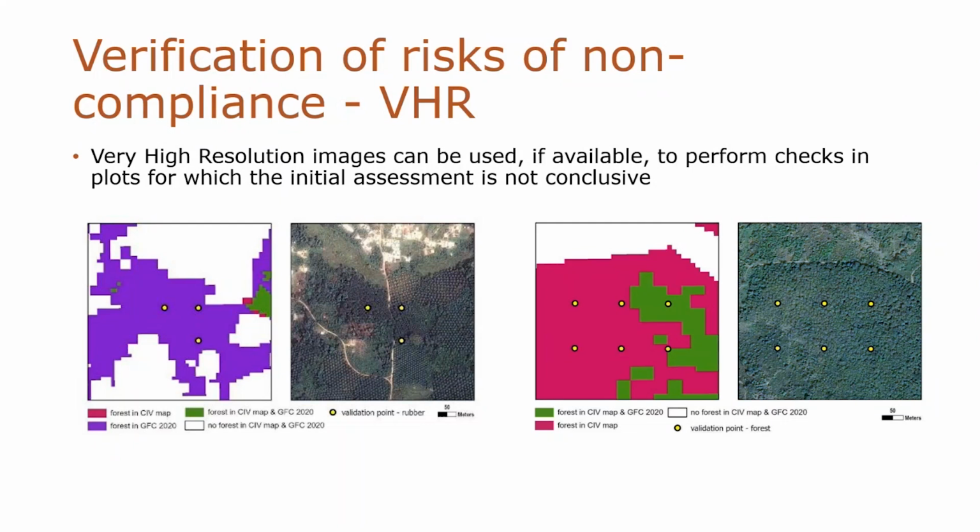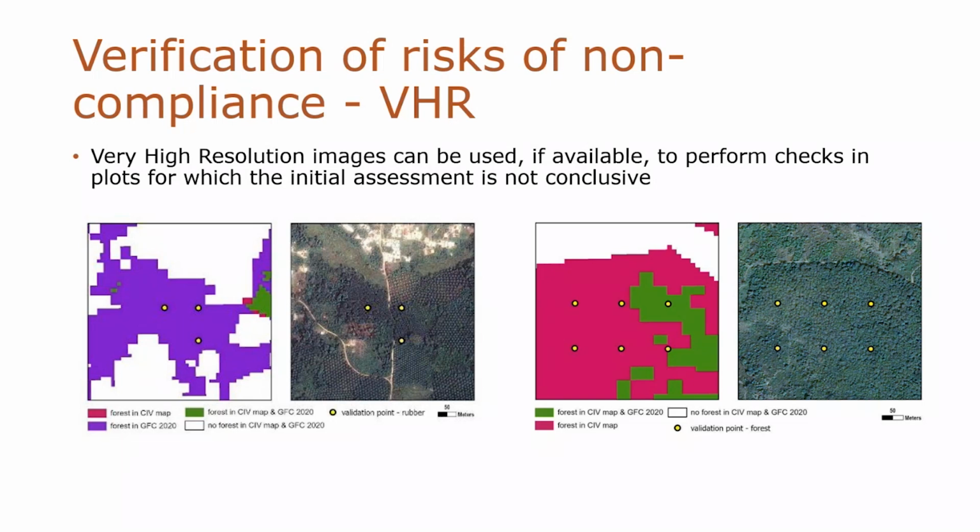we have forest according to the JRC map, but what we have in reality, according to our validation points, is that this is in fact rubber. This is a rubber plantation. This is not forest. So this is a false forest classification on the JRC map.